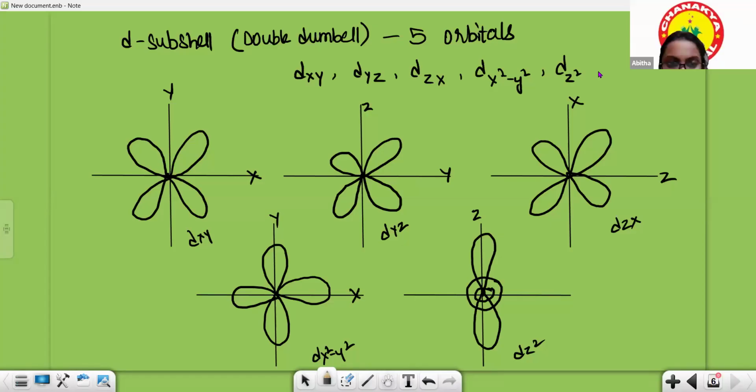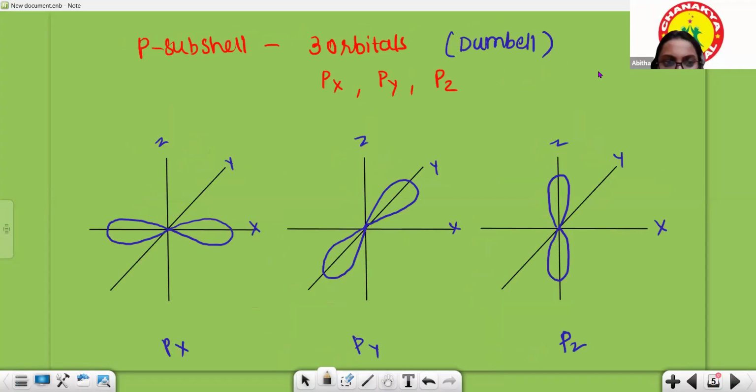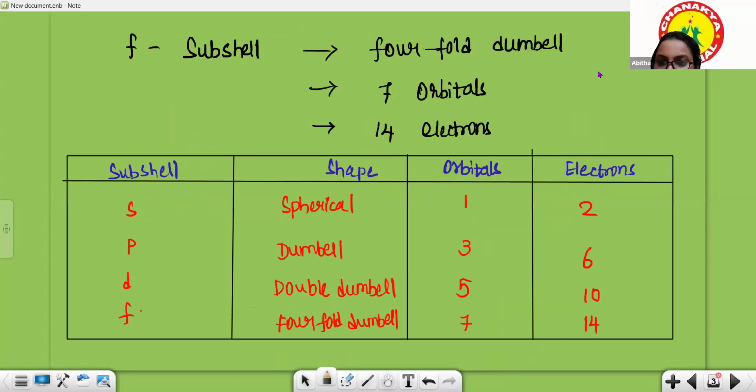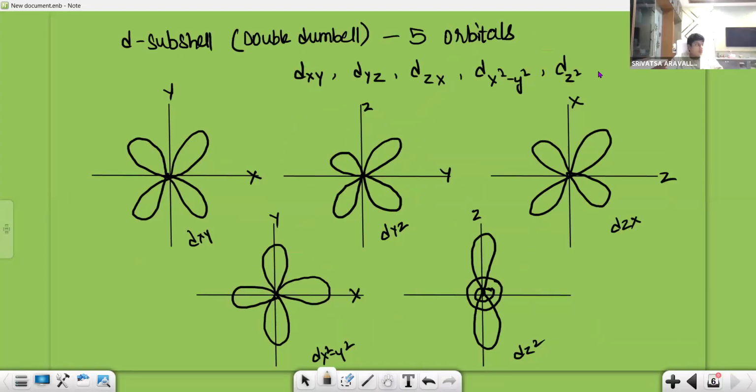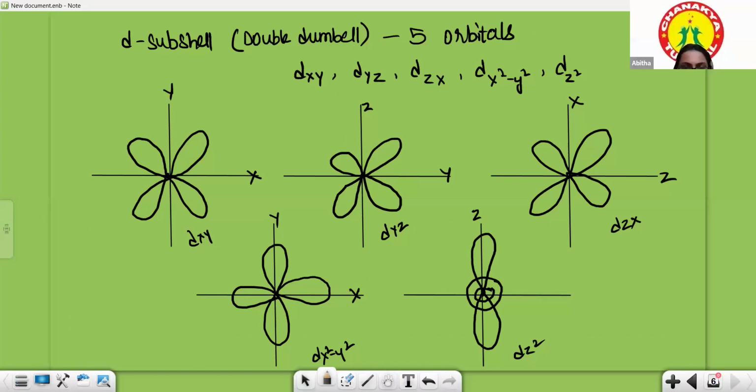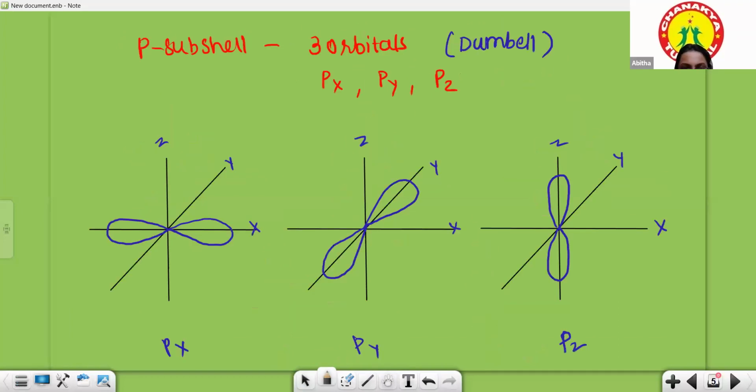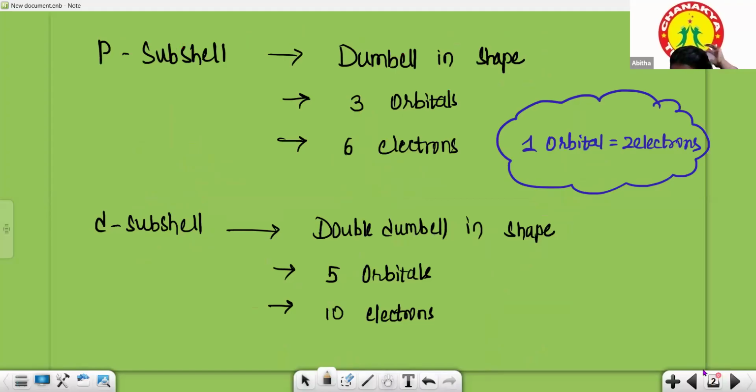So coming to the F subshell, we have discussed it is a 4-4 dumbbell, which is going to have 7 orbitals. So these shapes are not important. You should just have an idea about the F subshell, its shape, how many orbitals it has, and how many electrons are present. With all these shapes done, now we can learn about quantum numbers. I hope everything is clear.